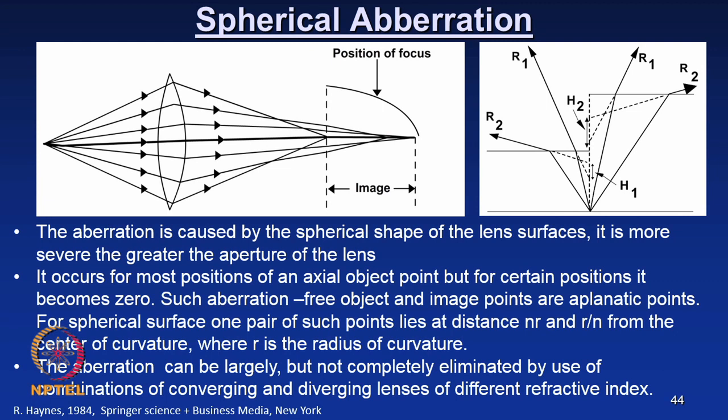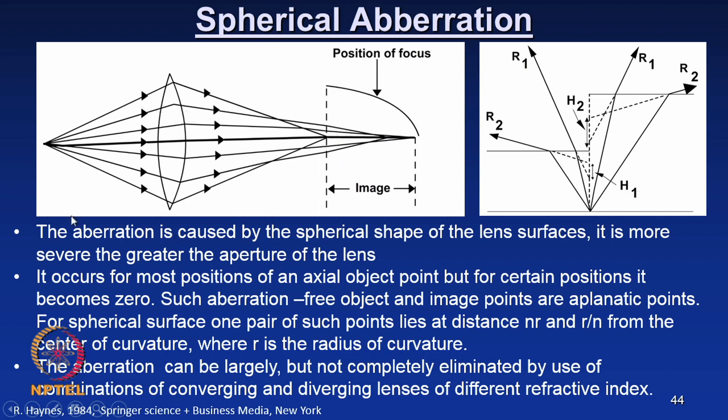First look at the spherical aberration. Look at this schematic. What do we see? We see that the rays which are coming close to the optic axis are focused the farthest, and the rays which are passing through the periphery of the lens are focused the nearest, and the rays which are passing in between these two are focused between these two points. So you have the position of focus ranging over a distance like this, which constitutes an image.